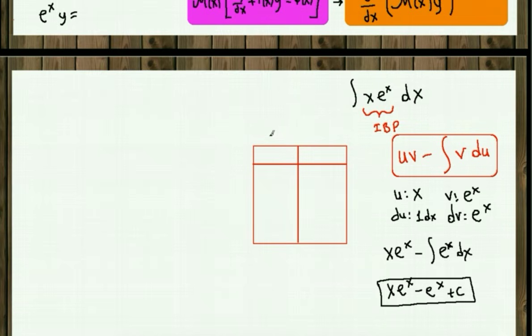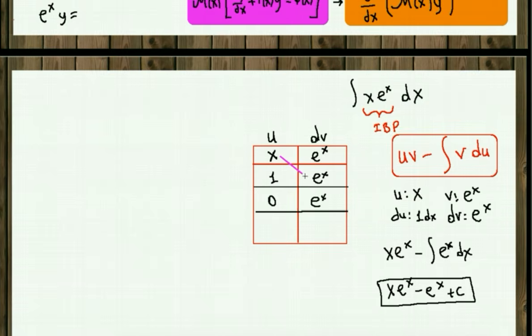In the tabular method we have to define again u and dv. u is the function that we differentiate, dv is the function that we integrate. So what's the derivative of x? Derivative of x is 1. And what's the derivative of 1? 0. So you differentiate until you get 0. Now we're going to integrate. The integral of e to the x is e to the x, and the integration of e to the x is again e to the x.